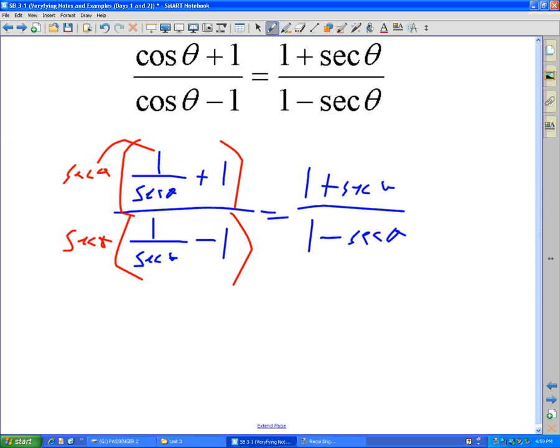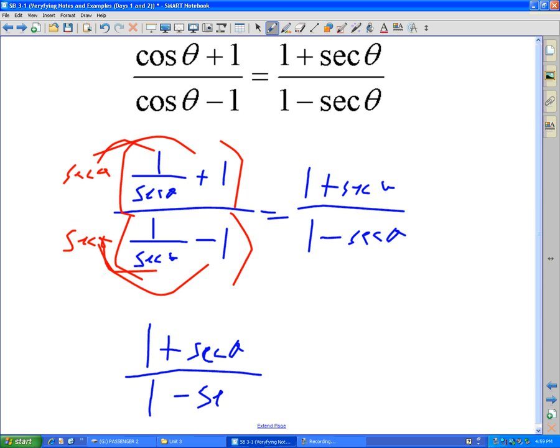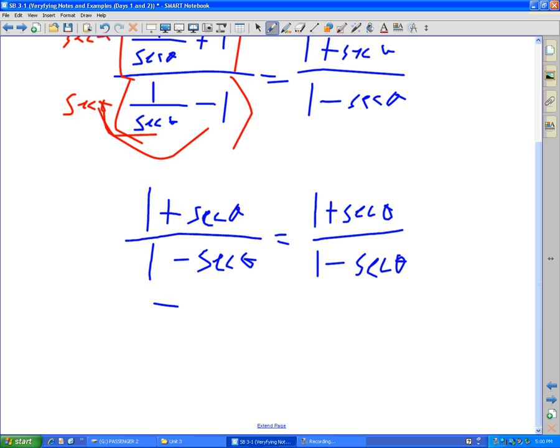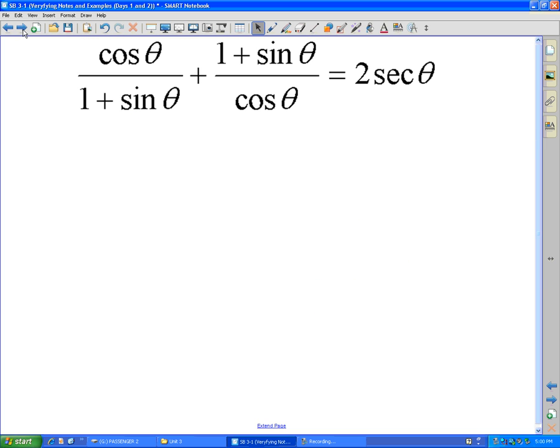We're going to distribute on the top. We're going to distribute on the bottom. What are we going to end up with? Well, secant times 1 over secant is 1. Secant times 1 is secant. I wish I had some confetti because it's time to celebrate. We got that one pretty quick. 3 steps, not bad. Actually, only 2 steps, right?